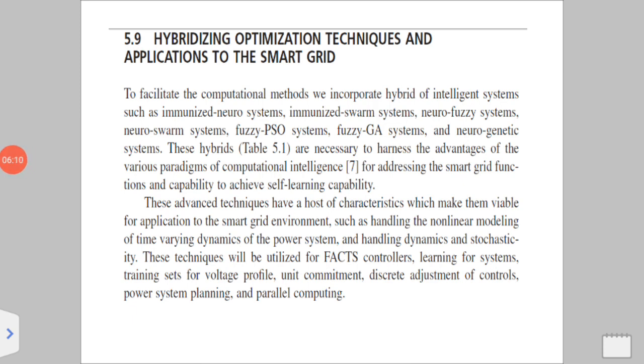The next topic is hybridized optimization techniques and application to the smart grid. In this method, they use intelligent systems such as hybrid neuro-system, hybrid swarm system, neuro-fuzzy system, neuro-swarm system, fuzzy system, fuzzy GA system. All these types of systems are utilized in computational intelligence to address the smart grid function, and to achieve self-learning capacity.